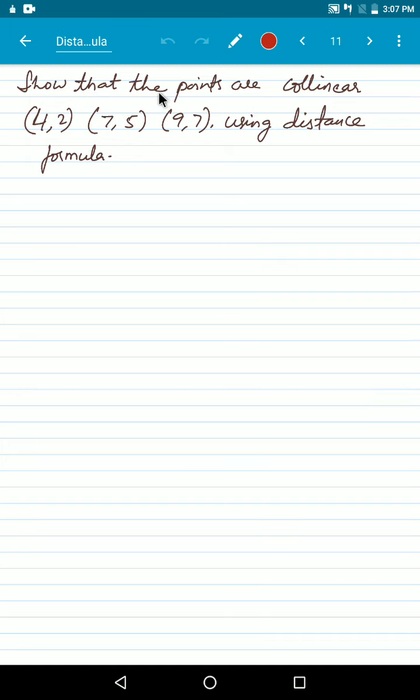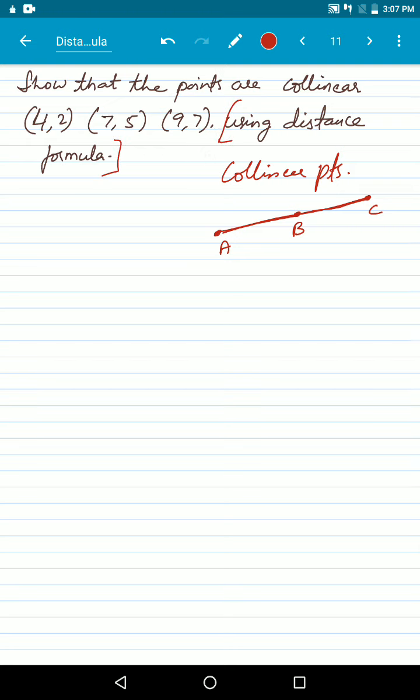Show that the points are collinear points. Now what are collinear points? Collinear points are points which lie on a straight line. Okay, 3 points which lie on a straight line. So A, B and C. These 3 points will lie on a straight line. We can solve this problem using the area of triangle formula also and the slope formulas also. But here we are asked to use the distance formula.